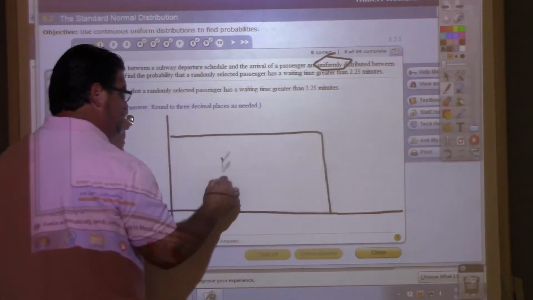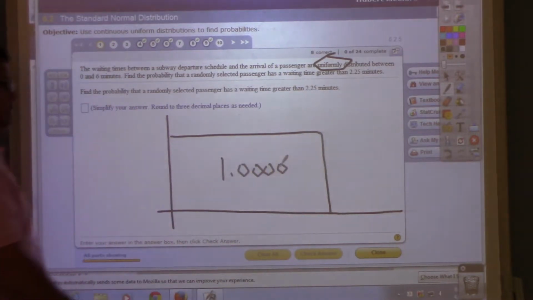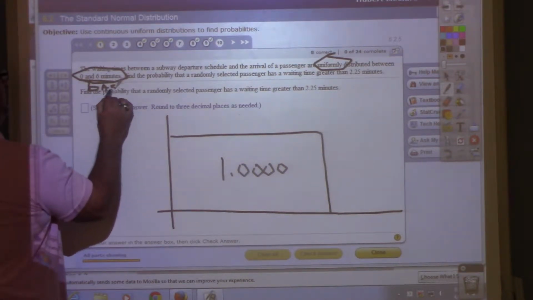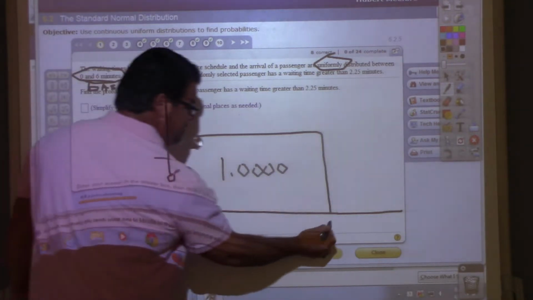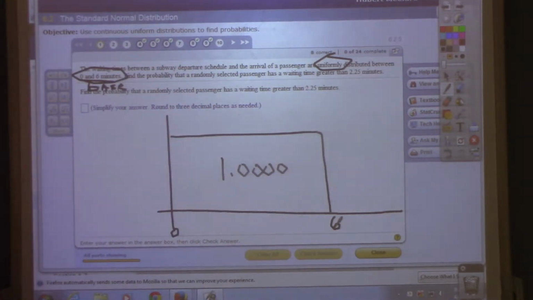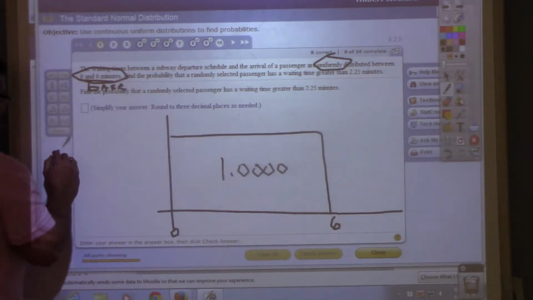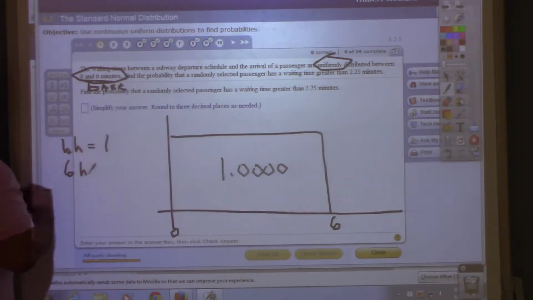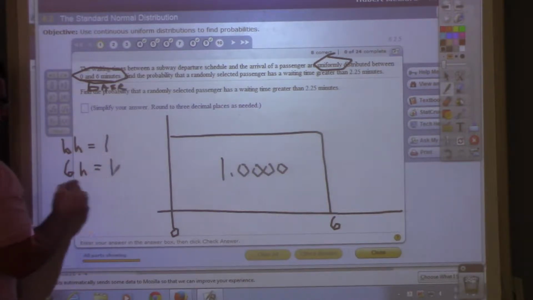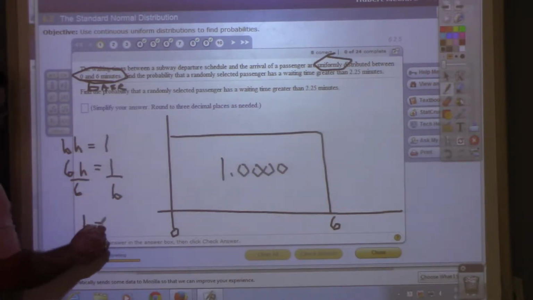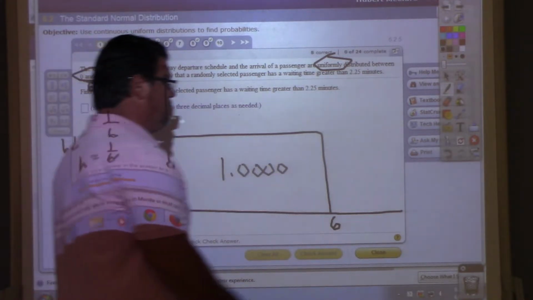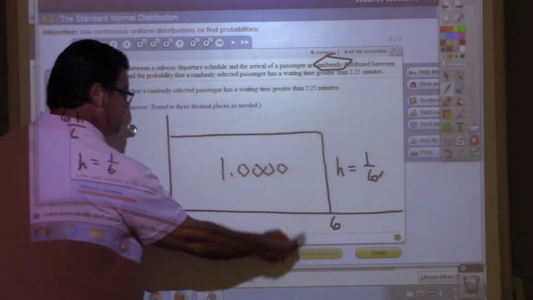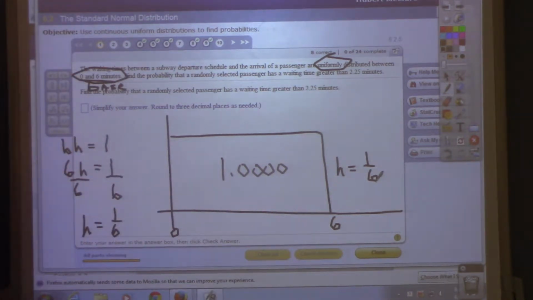And what's the area in that box? 1.000. And what is the base? Here's the base right here, 0 to 6. 0 to 6 minutes. So now we have our formula. Base times height is equal to 1. 6 times h is equal to 1. Divide by 6. H is equal to 1/6. Now, the base is equal to 6. The height is equal to 1/6.